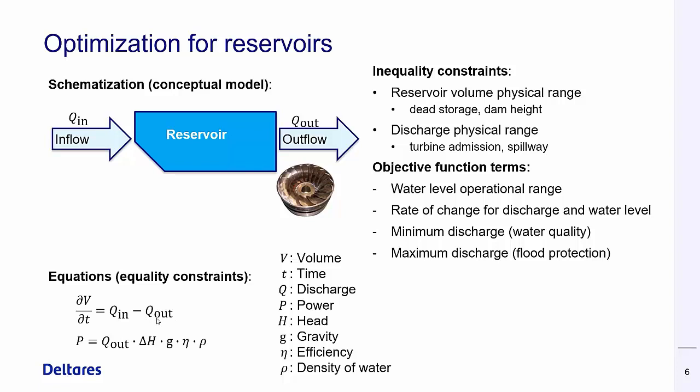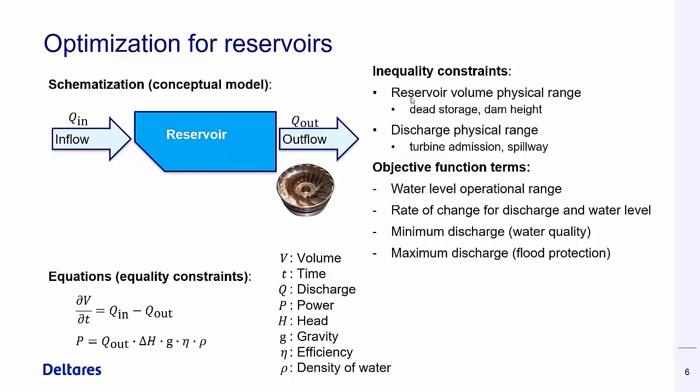It becomes a bit more complicated when we add the power equation. So it's P, the power generation, is Q out times head difference, gravity, efficiency and the density of water. And here we not only have the discharge but also the head difference. I explained that already in the previous presentation, part 1.